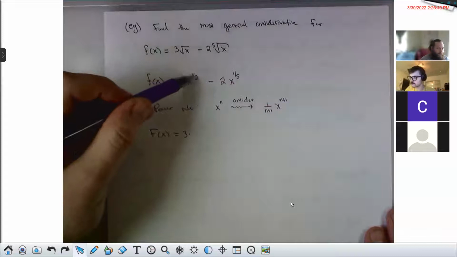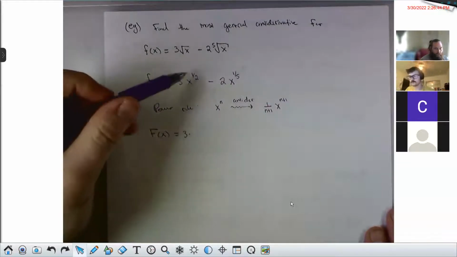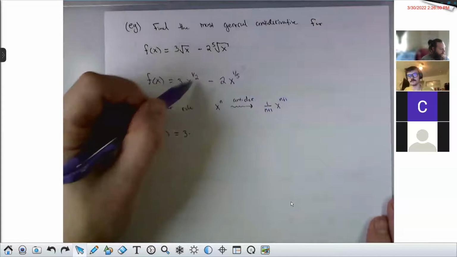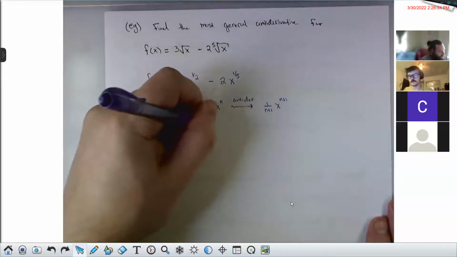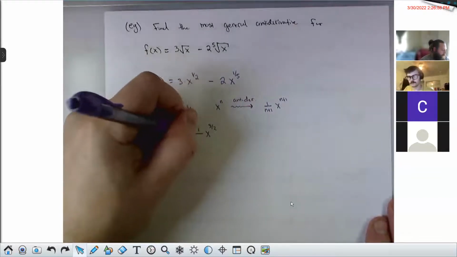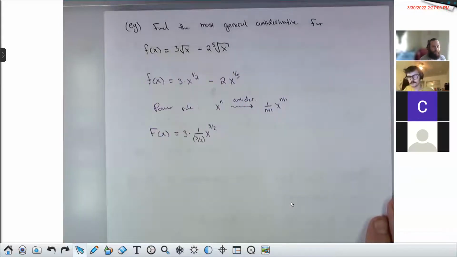I'm going to add 1 to this power and divide by that new power. So n for this guy is 1/2. n does not need to be a whole number. If I add 1 to 1/2, I get x to the 3/2. And that means I also need to divide by 3/2. All right, 1/2 plus 1 is 3/2.